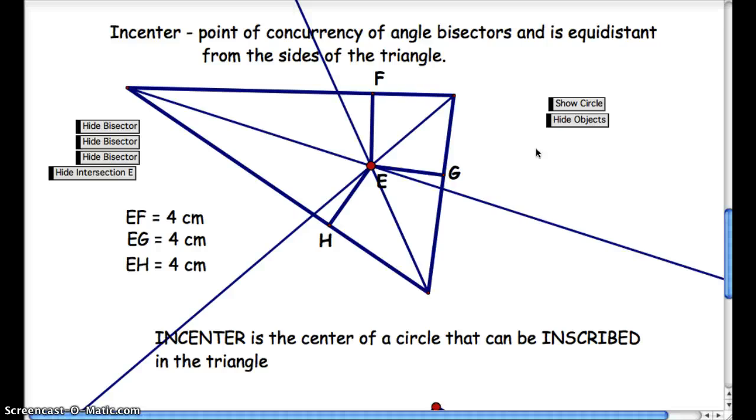Now the incenter is the center of a circle that can be inscribed in the triangle. Yesterday we used the circumcenter to circumscribe. That means put the circle around the triangle. Now we're inscribing, meaning that we are putting the circle inside the triangle. So essentially the distance from the incenter to the edge of the circle is what now? What's that called? Radius. Radius, right? But the radius, yes.